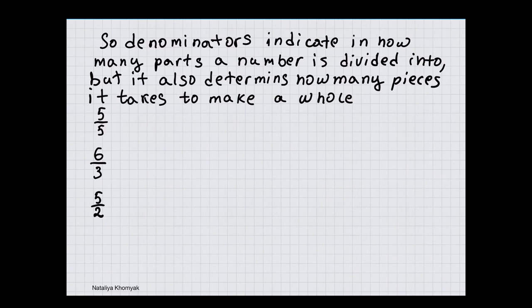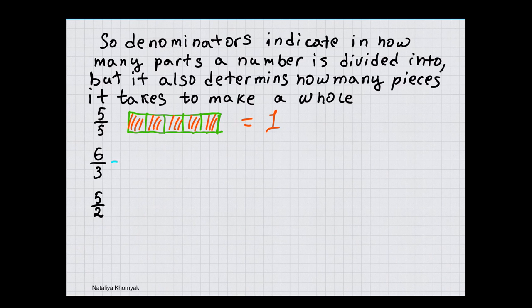A denominator indicates in how many parts a number is divided into, but it also determines how many pieces it takes to make a whole. So right here we need 5 parts to make a whole. So we have 1, 2, 3, 4, 5. So 5 out of 5 is equal to 1.